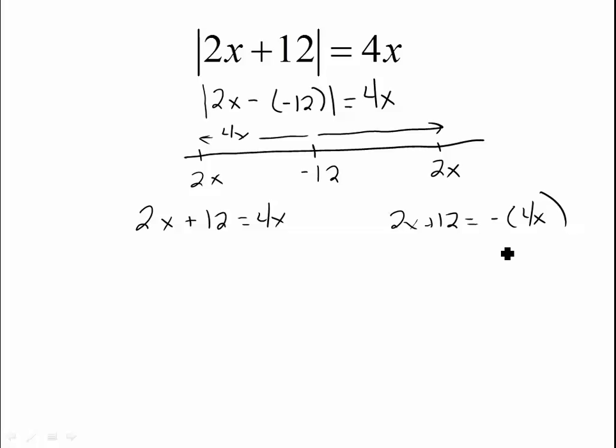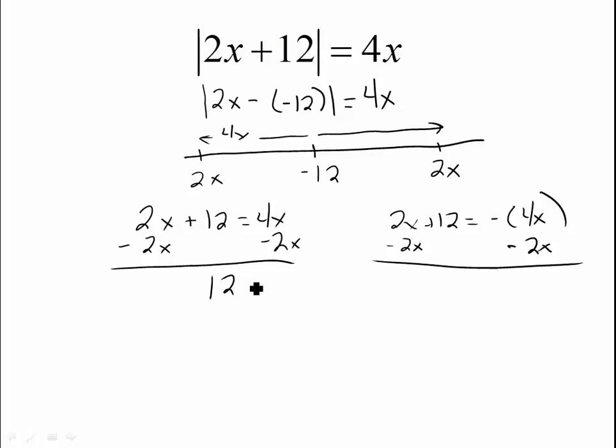Now, instead of subtracting 12 from both sides, which I could do, I'm going to gather my like terms. I'm going to subtract 2x from both sides to get all my x's on one side. By doing this, I find that 12 could be equal to 2x, or 12 could be equal to negative 6x.